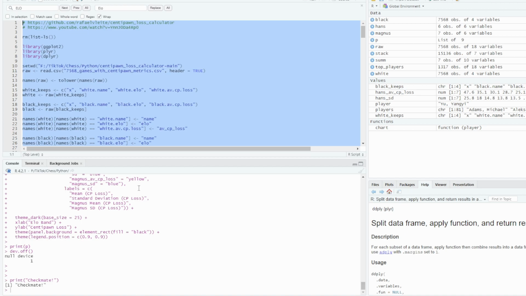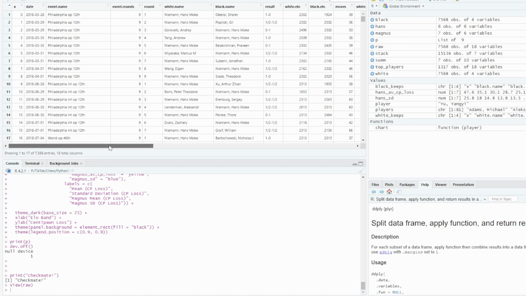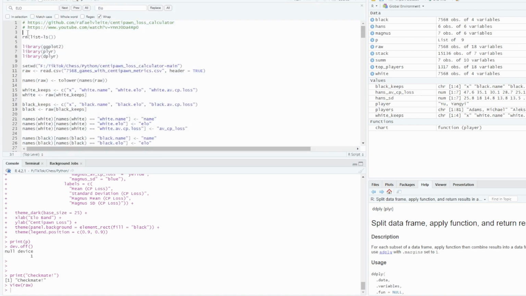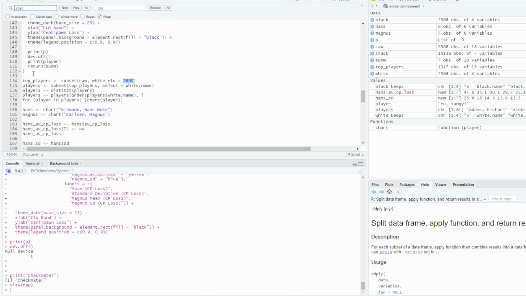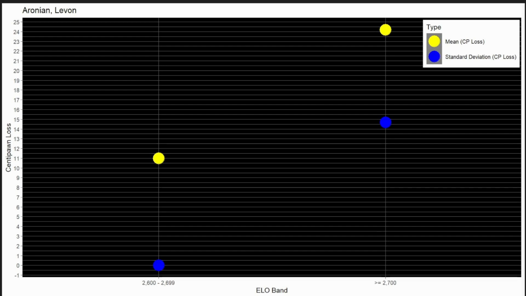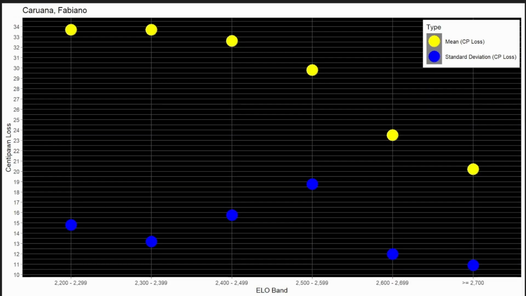So what I did was I made a short list of players. We go to raw, and in here we have white elos. I put in a line that says, let me find that. Yeah, top players is a subset of raw with a white elo greater than 2690. One thing that happened there was that Hans Niemann doesn't make that subset in this data, so I had to manually add his chart. Okay, so here we go. Here's one that's got all the levels. It's got all six levels.